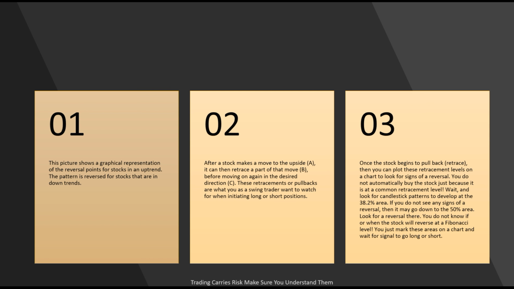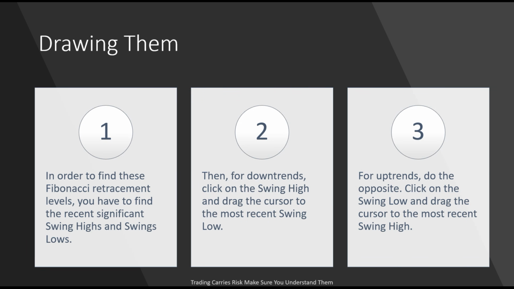So the picture shows a graphical representation of the reversal points for an asset in an uptrend. The pattern is reversed when the assets are in a downtrend. So remember, everything for this is mirror image, uptrend, downtrend.